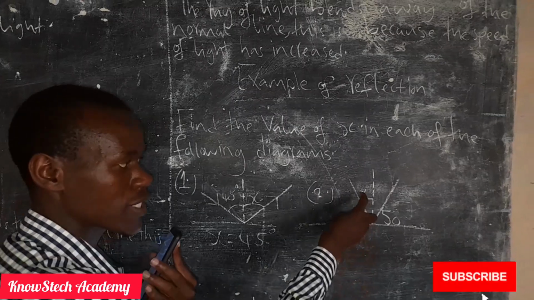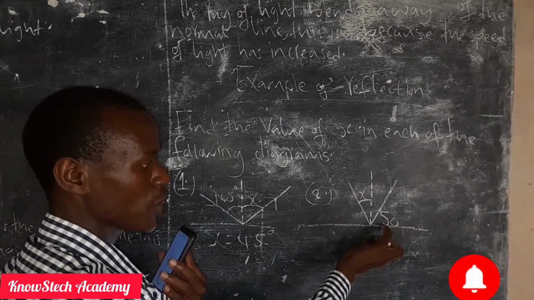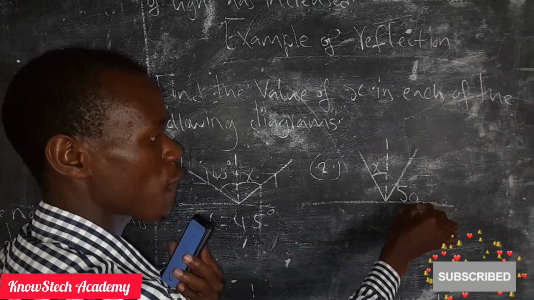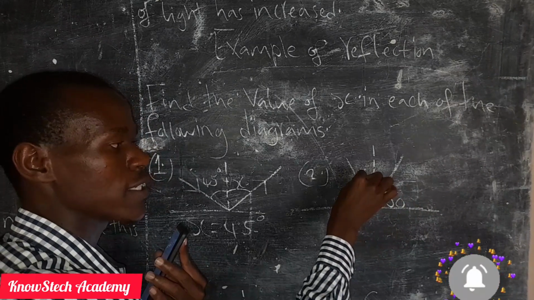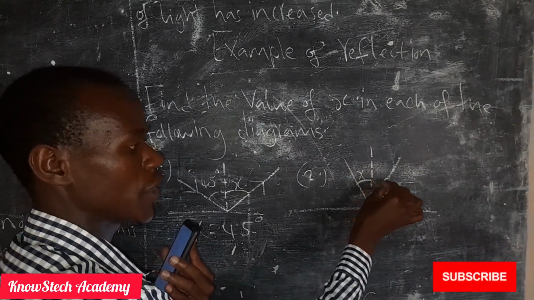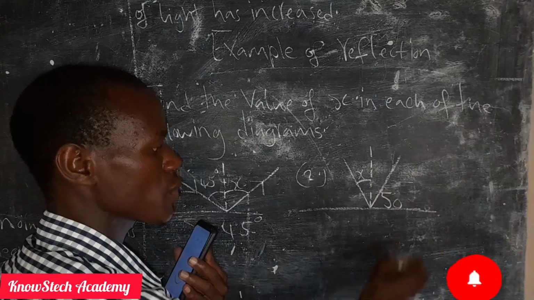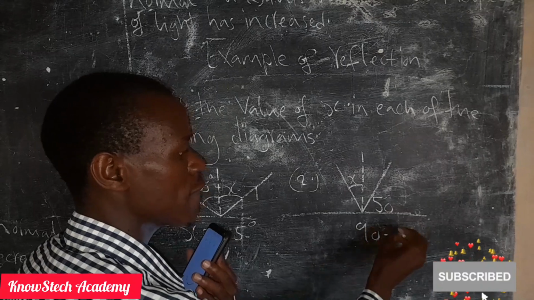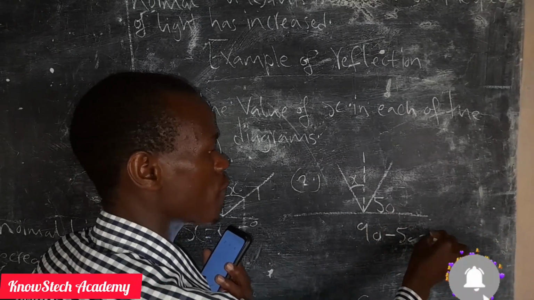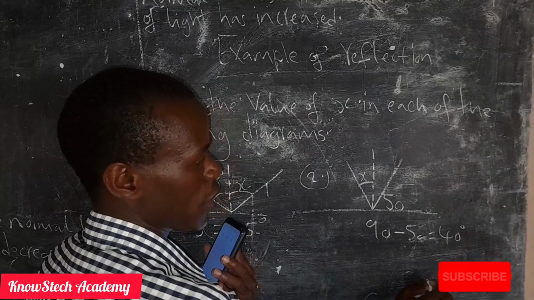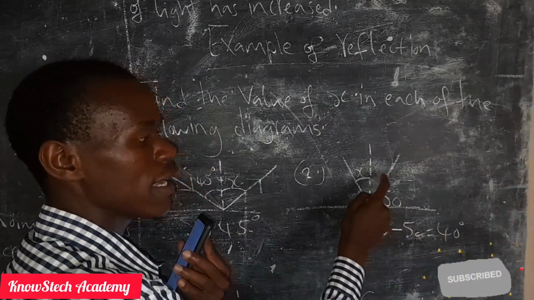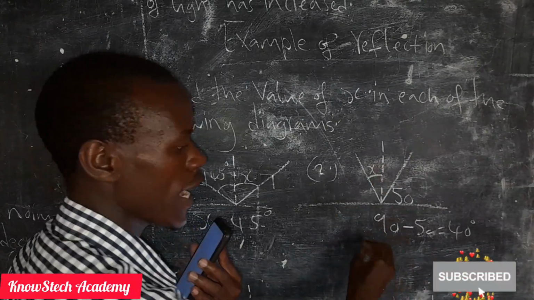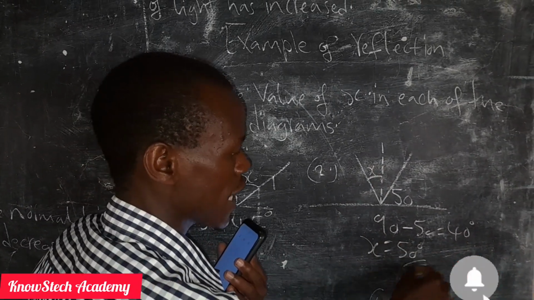Number 2, let's find the value of x here. Now x is this side. We have 50 down here. This is perpendicular, which is 90 degrees. For us to find the angle of x, first of all, we have to find the angle of reflection here. Since this is 90 degrees, we do 90 minus 50. Our answer will be 40 degrees. So if the angle of reflection is 50 degrees, the angle of incidence is also 50 degrees. So x is equal to 50 degrees.